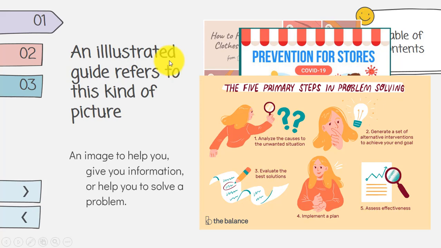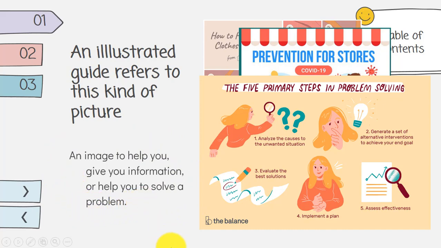An illustrated guide, escribimos esto. An illustrated guide refers to this kind of pictures, an image to help you, give you information, or help you to solve a problem, alright? Because this is a definition, okay? Entonces, te voy a pedir que en tu notebook escribamos esto. An image to help you, give you information, or help you to solve a problem, okay? That is an illustrated guide. Eso es una illustrated guide.